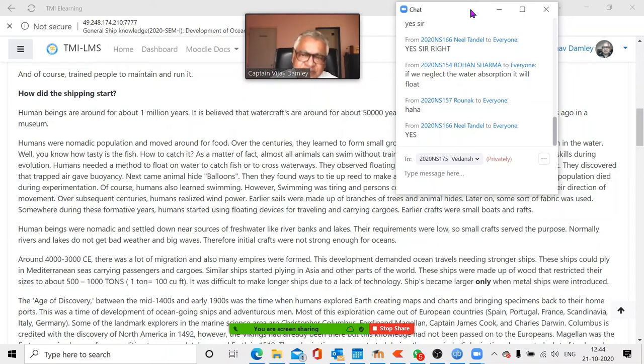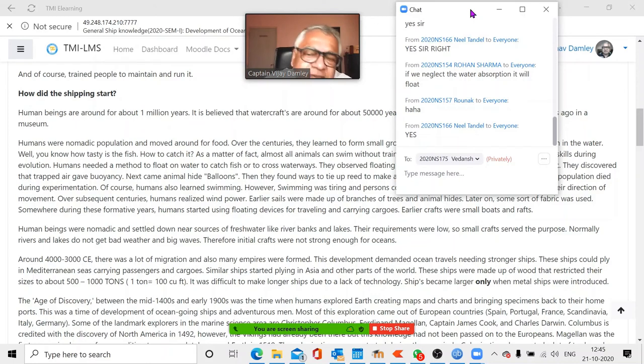Raft. Slowly, steadily, they learn. But all this activity was next to domestic water. Domestic water, what I am saying is lakes, rivers, which don't really become that rough. So whatever they made could last only there. The moment they came to sea, it was too much. Earlier they didn't know. Over a period, they learned.